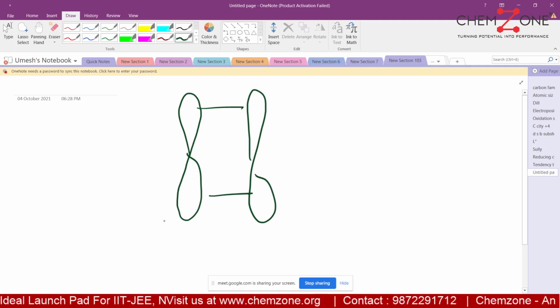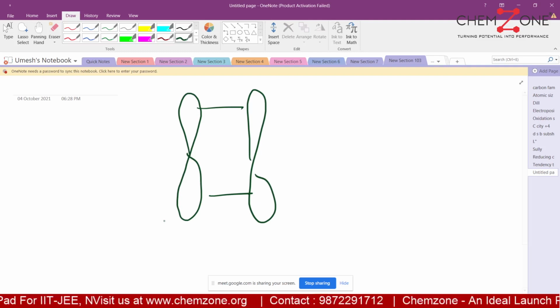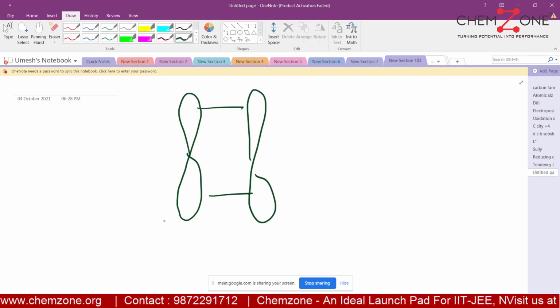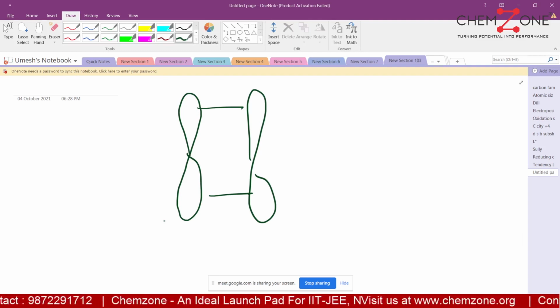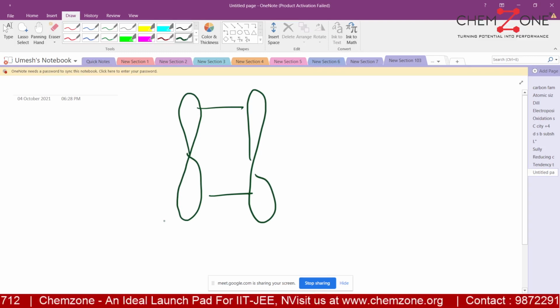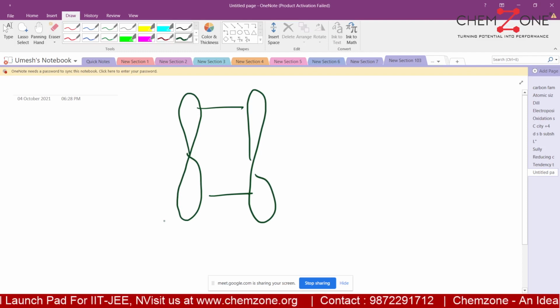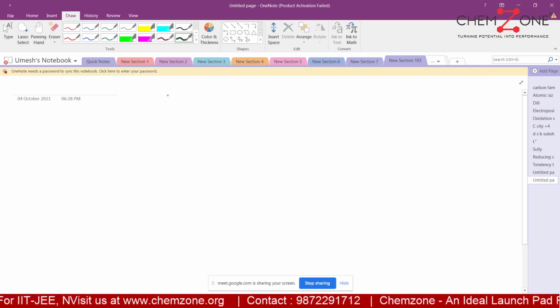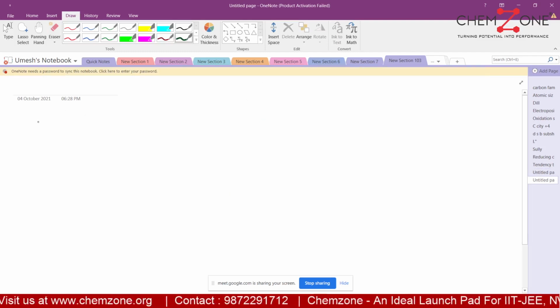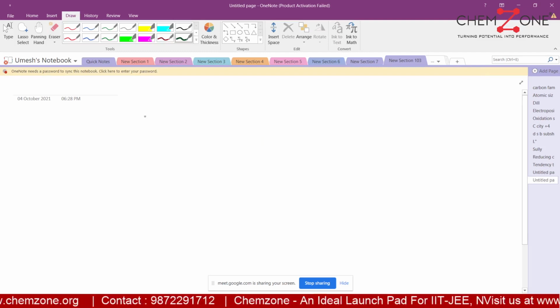That is why as you go down the group, what will happen? The p pi bonding will decrease. Only carbon makes p pi bonding, not any other element.